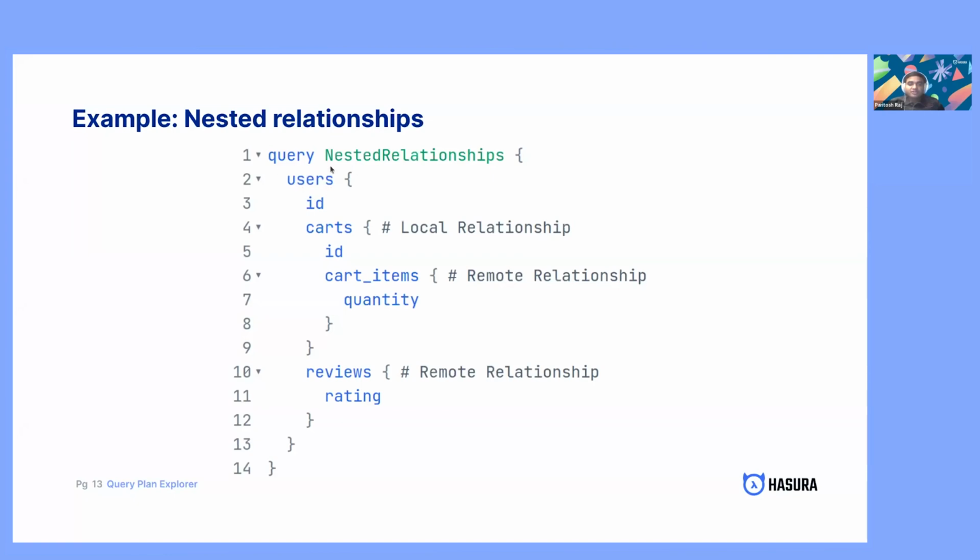So we have a model called user and a cart, which both are backed by the same data connector. And then we have a cart items, which is backed by some other data connector. And we have a relationship between cart and cart items. And then we have reviews which have a relationship with the user's model.